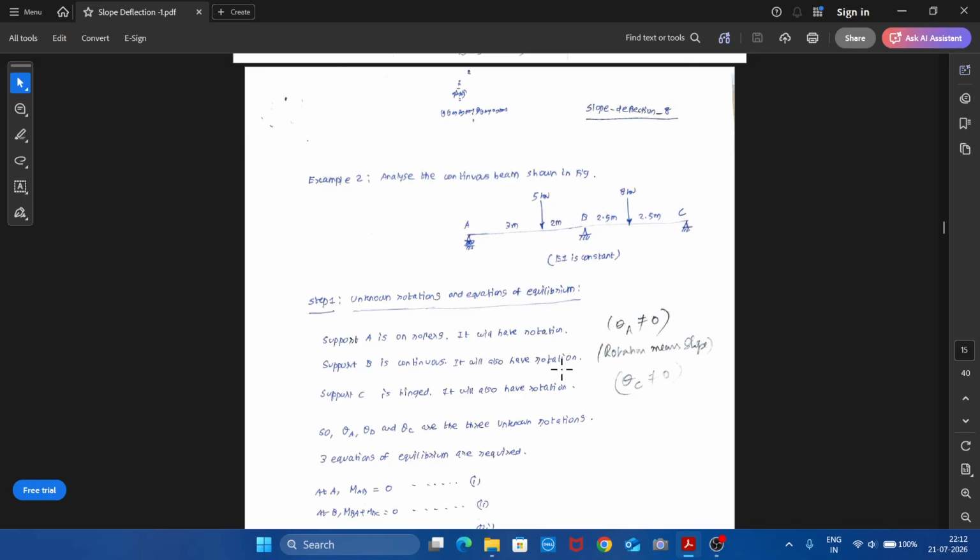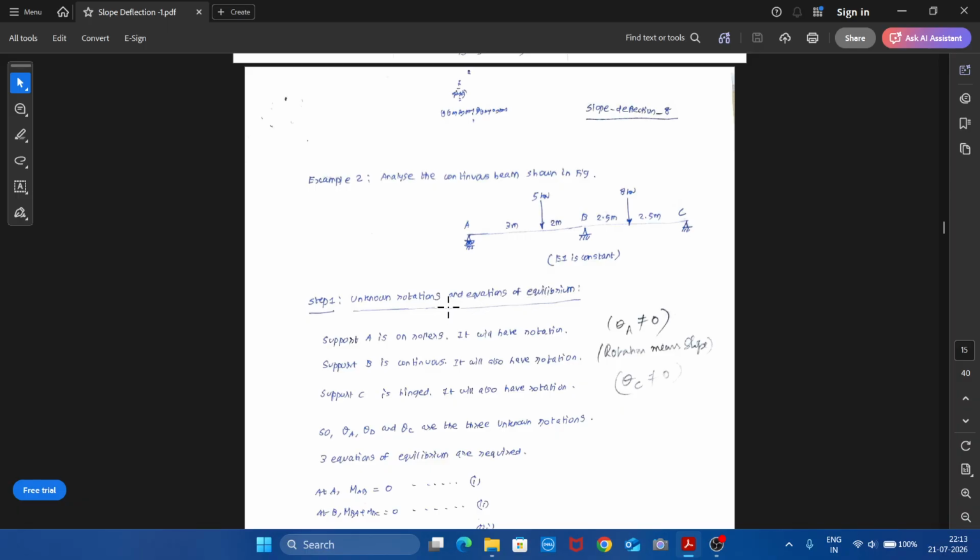In this lecture, you will see another example of analyzing a two-span continuous beam using the slope deflection method. It's a two-span continuous beam ABC, with span AB equal to 5 meters and BC equal to 5 meters. AB is subjected to a non-central point load of 5 kilonewton and BC is subjected to a central point load of 8 kilonewton. Step 1, unknown rotations and equations of equilibrium.